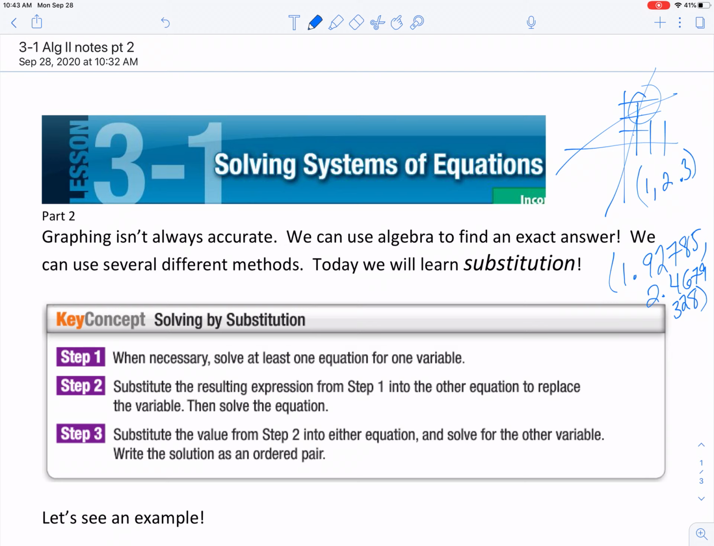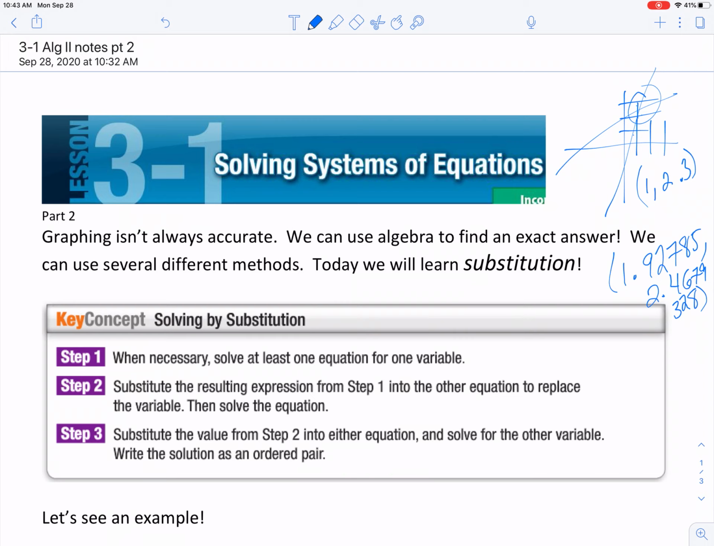But seriously, when it comes to graphing, you kind of just have to either assume it's on the points or give your best guess. And that's just not always good enough. Sometimes I need to know exactly where the two equations are the same. So that's where we're going to start doing this algebraically. We're going to learn 4 ways to do it algebraically. Graphing, we did graphing already. Algebraically, it would be substitution, elimination. We'll use inverse matrices, and we'll also use Cramer's rule. So we'll get to that in the later part of this chapter.